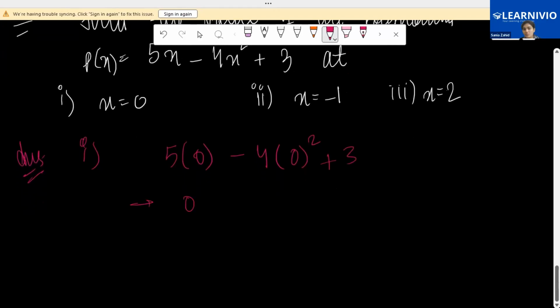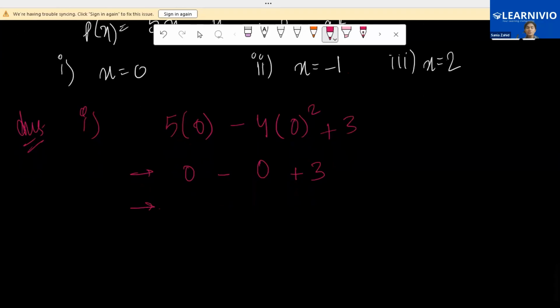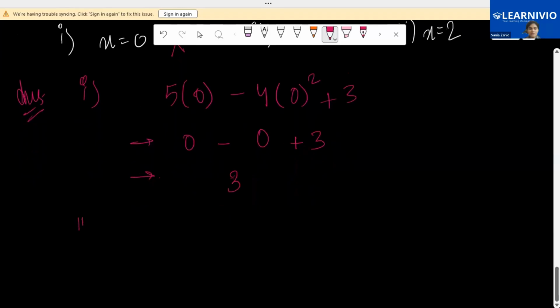First 5 into 0 is 0. Then minus, what is 0 squared? 0 squared is 0. 0 into 0 is 0. And then 0 into 4 is 0. And then plus 3. Also think and write the statements, okay? Just don't abruptly write anything. You must think properly, solve properly, and then do it. Now 0 minus 0 is 0 only, and then plus 3. So you get the answer as 3. Is it a zero of the polynomial? No. Now, Umema, tell us the second one.